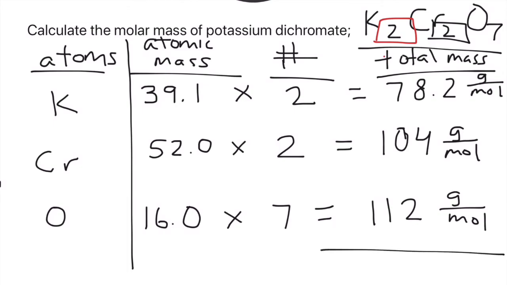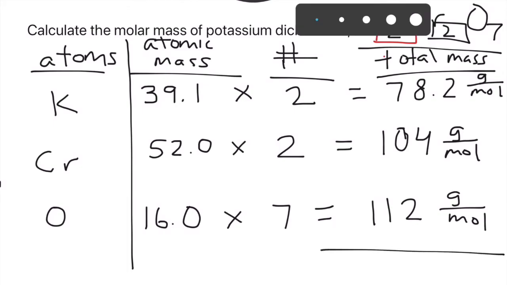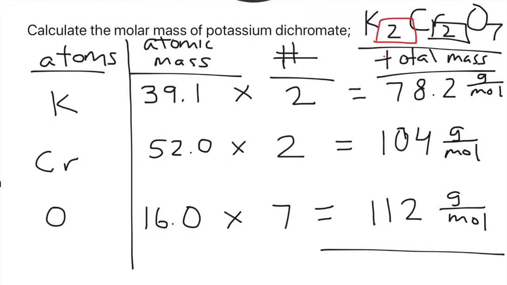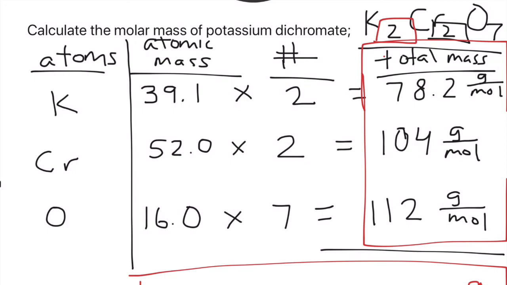So now, to finally get the molar mass of a compound with 2 potassiums, 2 chromiums, and 7 oxygens, you just add up these values, the total mass of each of your individual atoms. And that comes out to be 294.2 grams per mole. And that is it.